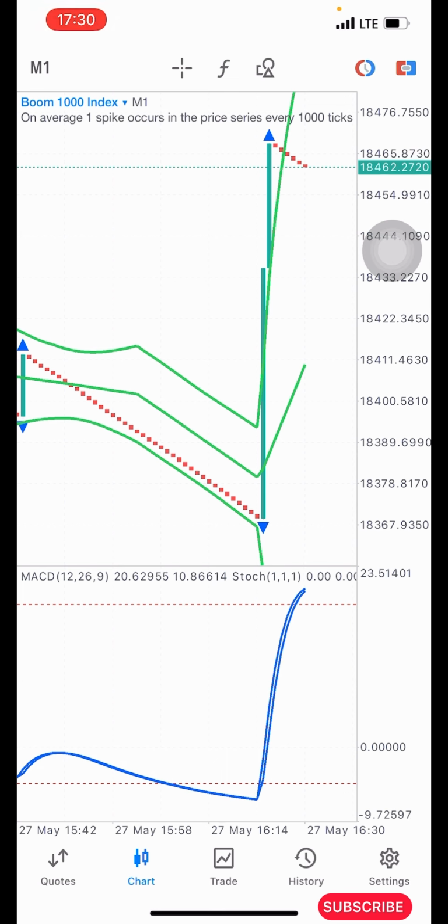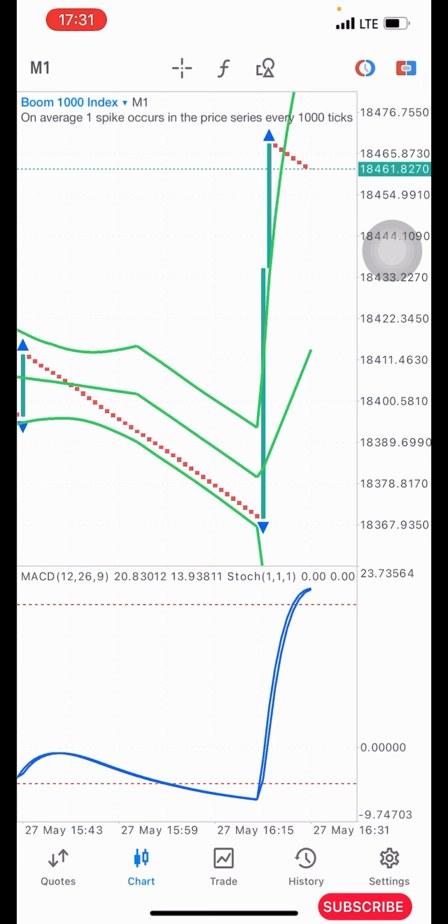So what I want you guys to do now is to backtest the strategy. All right, once you have gotten the strategy, you backtest it, or you can demo trade it for like a week or two. You check how the strategy is performing by yourself, all right, before you go in live with your hard-earned money.